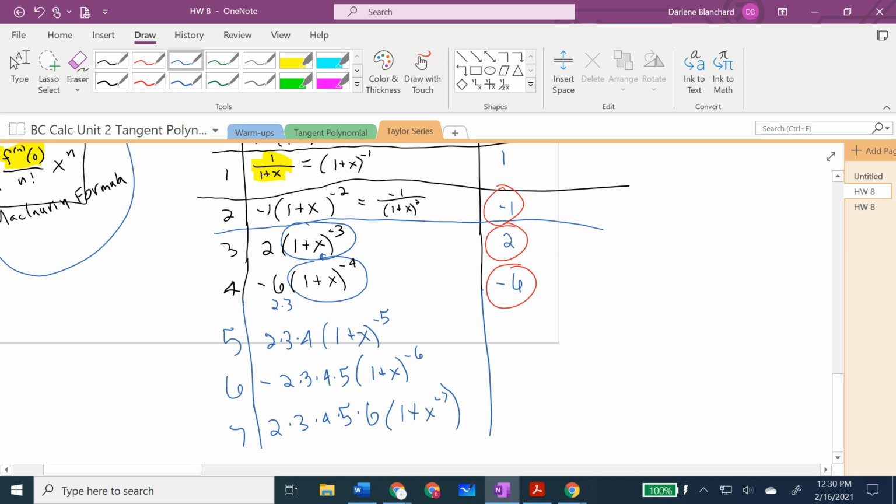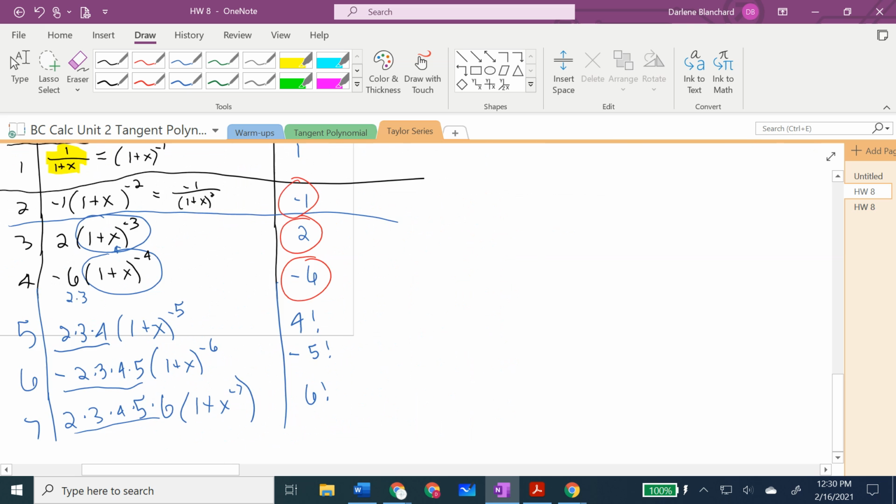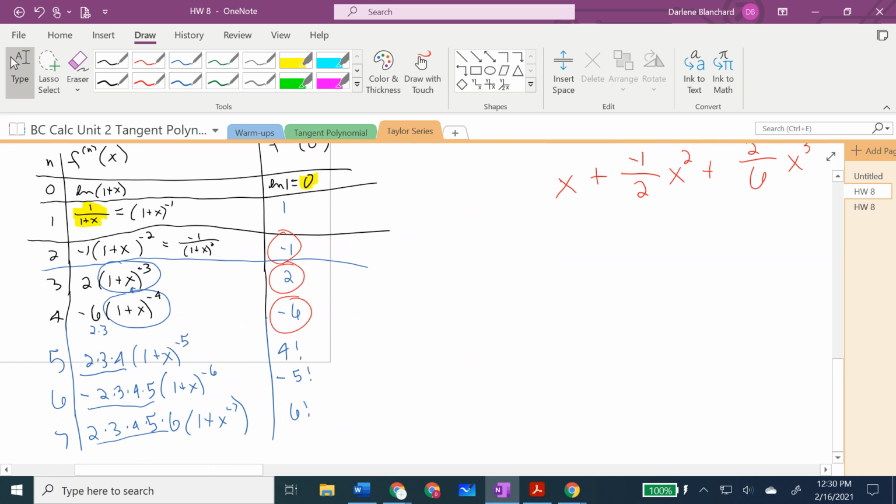But what really matters is the formula in this final column. So you should notice that when you plug in 0, you just get what's in front of those parentheses. So when n is 5, I'm getting 4 factorial. When n is 6, I'm getting negative 5 factorial. For 7, I'm getting positive 6 factorial. Now, how do I make a formula go back and forth between positive and a negative and a positive and a negative?